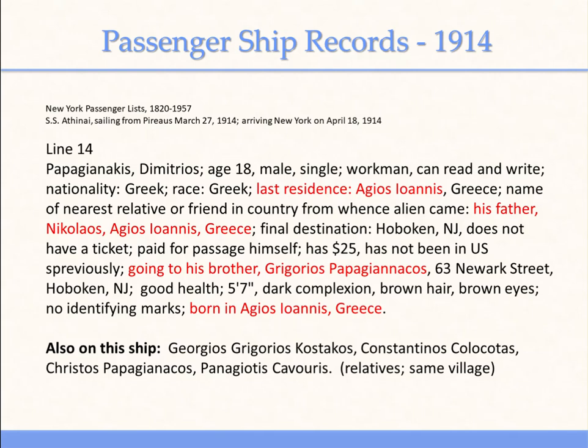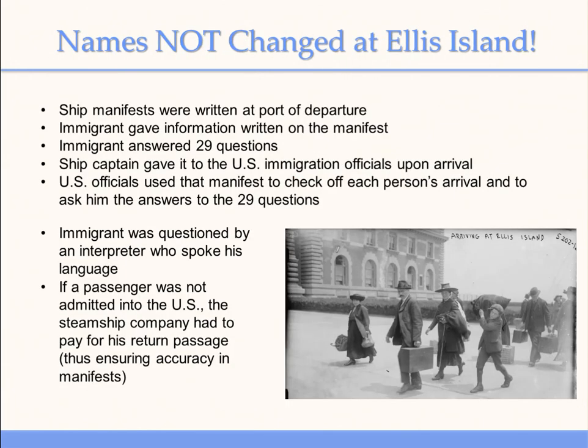Also on this ship were several people from his village that came over with him. It's unusual that an ancestor would have come completely alone. Certainly the earliest ones did, but as time moved on, they did come with others from their village.